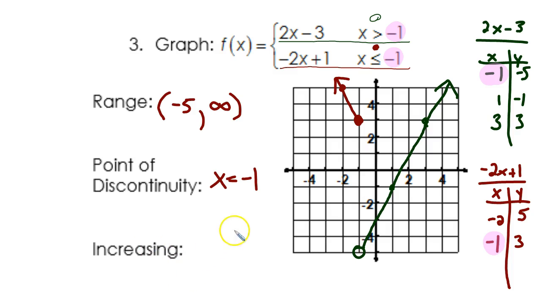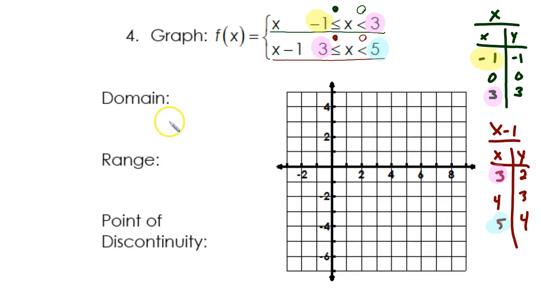Where is this function increasing? Well, it's decreasing to x equals -1. It starts increasing at x equals -1. So from -1 to forever, which we use infinity to represent.